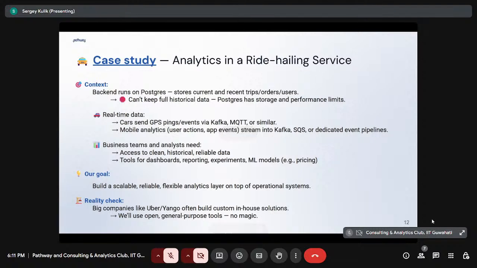Of course, I need to make some disclaimer that in big companies, there are often some custom in-house solutions. Sometimes they make publications about their internal solutions. We will not discuss them because it's no use. I don't know the peculiarities of, for example, what Uber uses for analytics. So let's discuss how we can use the well-known instruments to build our data pipelines.